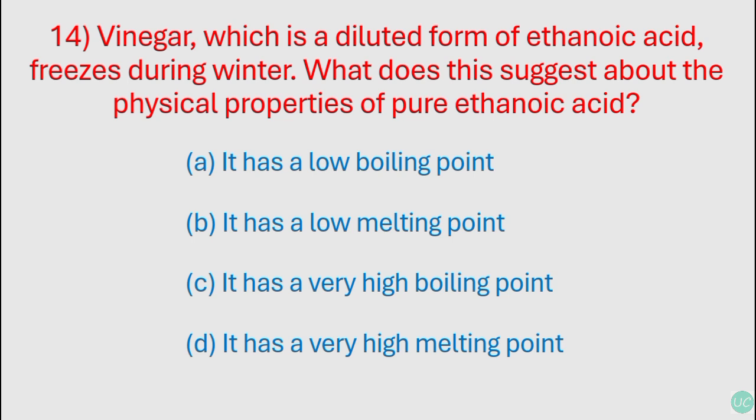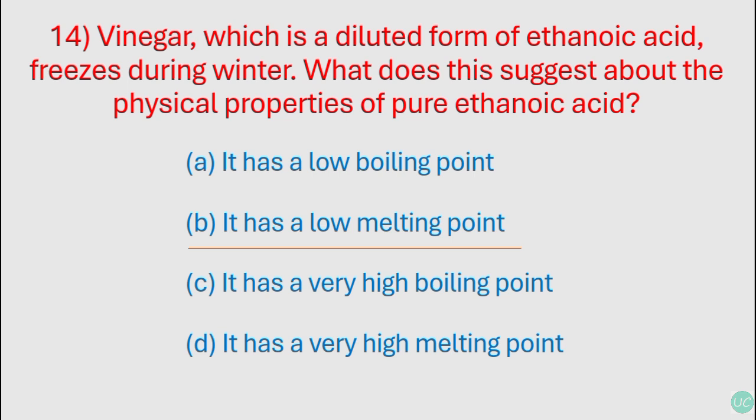So this means that it has a low melting point. If it melts at -1 degree Celsius, then below -1 it is solid, and around -1 or 0 it is in liquid form. So it has a low melting point. Now option A, it has a low boiling point. Boiling point has nothing to do with freezing point. And option C, it has a very high boiling point. Again, boiling point has nothing to do with freezing point.